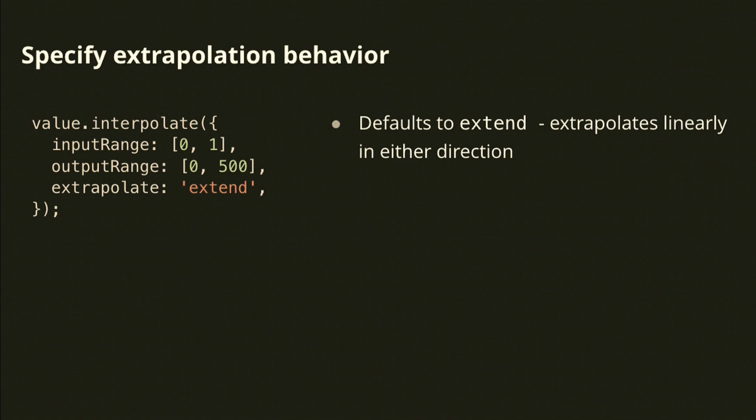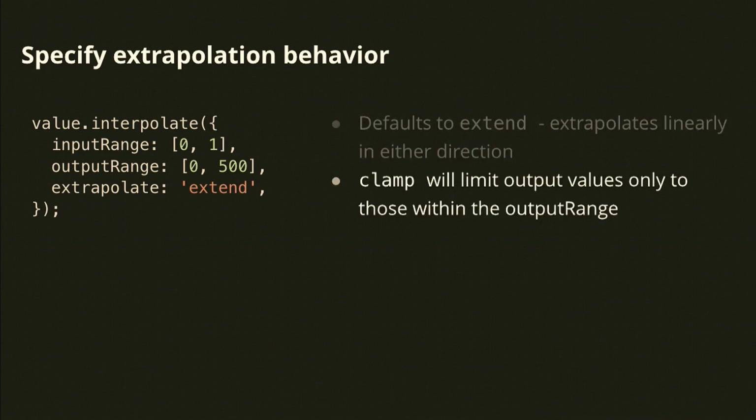And so sometimes this isn't desirable and you want to lock the interpolated value to a given range. In that case, you can use clamp. So clamp does just that. If the value goes to 2, the output will be 500. If it goes to 1,000, it'll be 500. So it doesn't extrapolate beyond the range that's provided.